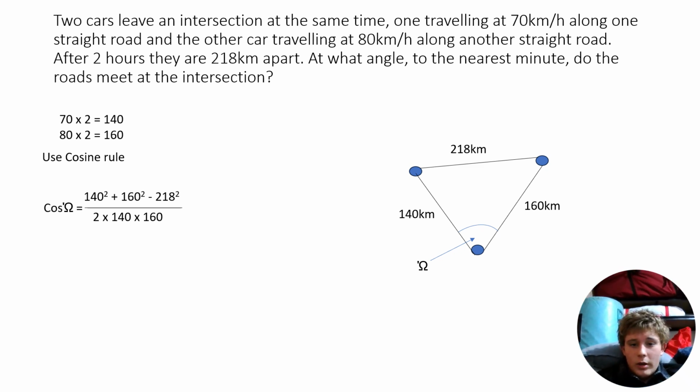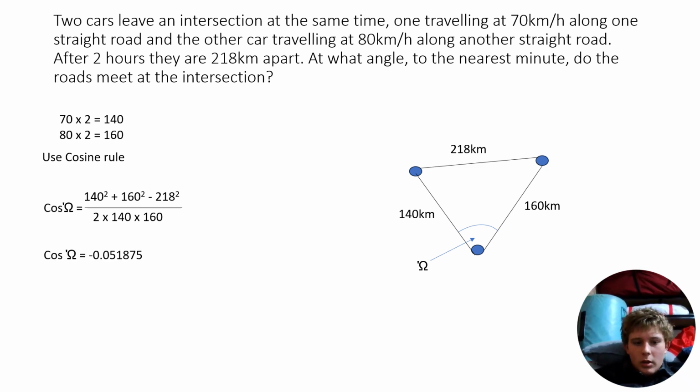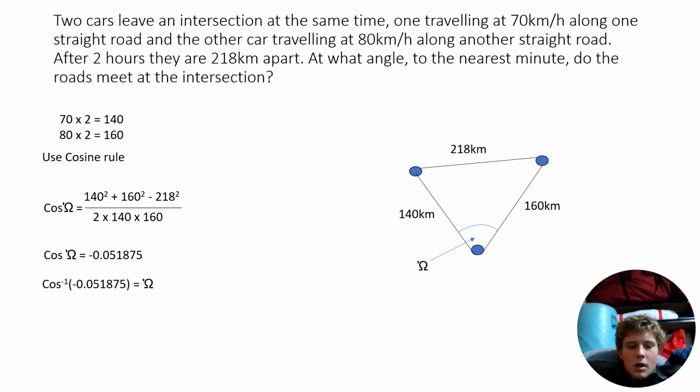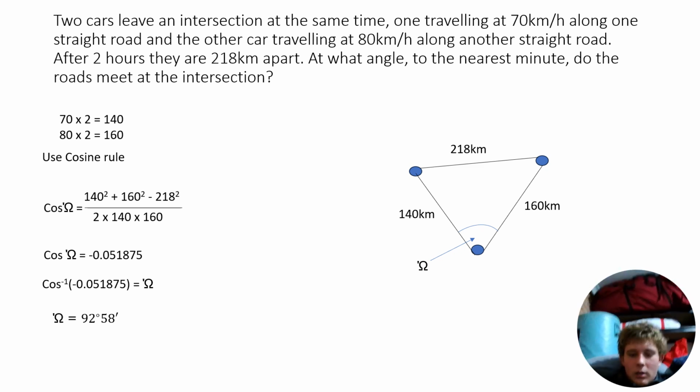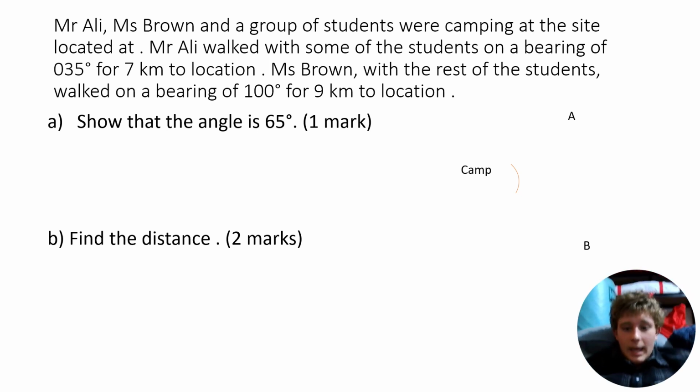We use the cosine rule when we have three sides and we're looking for the angle. So cos of omega equals 140 squared plus 160 squared minus 218 squared, on 2 times 140 times 160. Okay, so cos of omega equals negative 0.05. Then we swap that around, cos minus 1 equals omega. Omega equals 92 degrees, 58 minutes. That's the answer to that question.